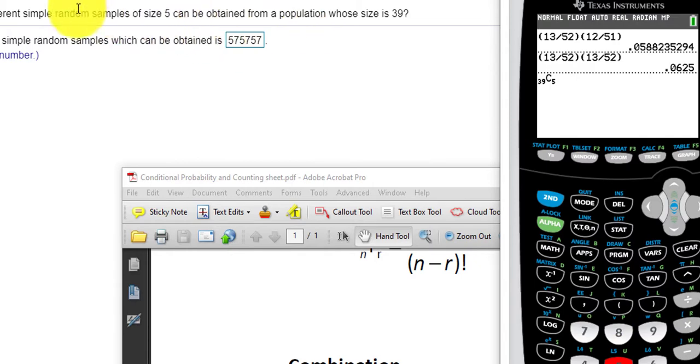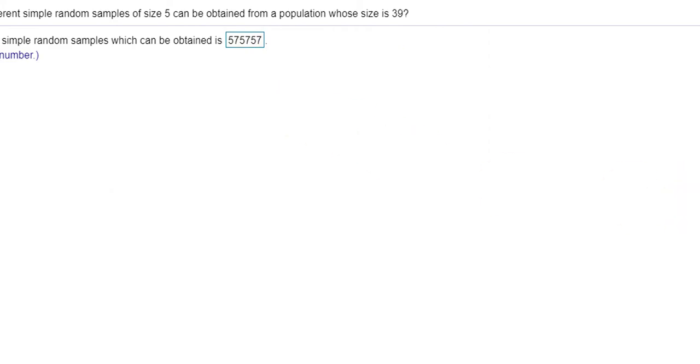Now we use this one when order does not matter. Like it doesn't matter, it doesn't have to come in any specific order. I press enter, and I get 575,757. Check answer. Boom, correct. Let's keep going.